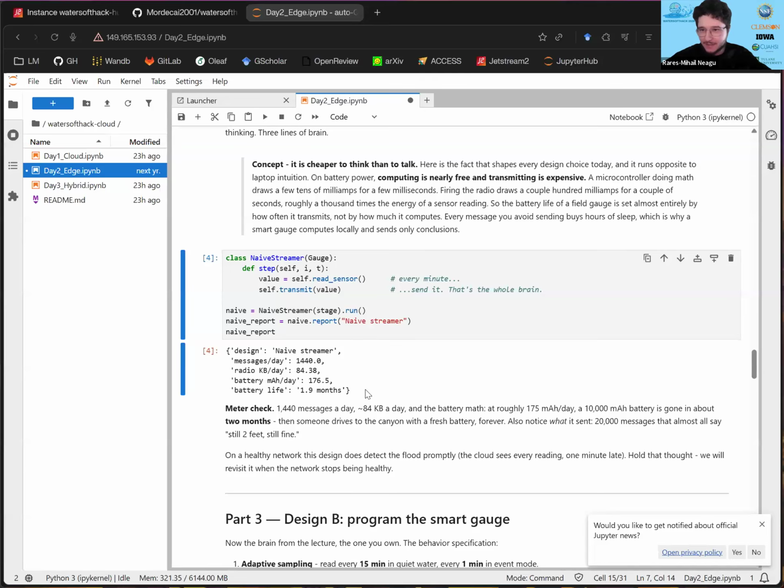Of course, it's a hassle. I don't think that anyone is going to be paid to change the batteries every 2 months for millions of gauges. So we need to do better. Any questions so far? Any questions on inheritance, on instantiation, on any of the mathematical details or anything?